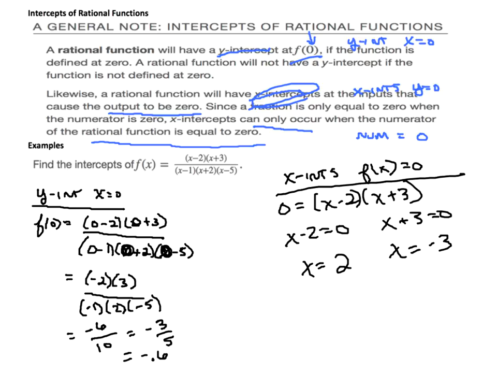It'd probably be a good idea to take a look at that on the graph. So let's see, x minus 2 times x plus 3. Well, for the sake of time, we'll go ahead and move forward.